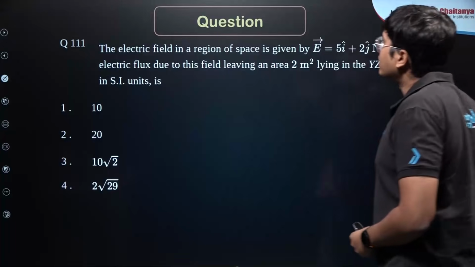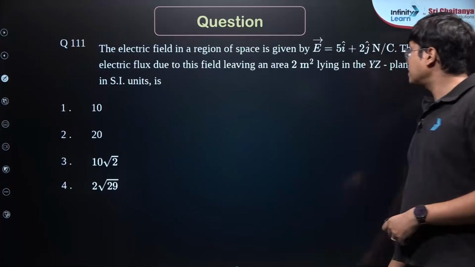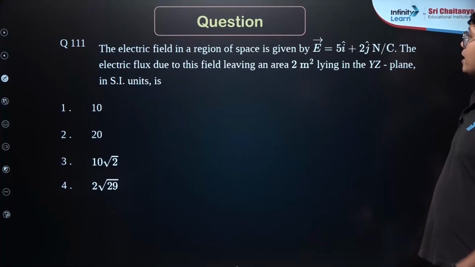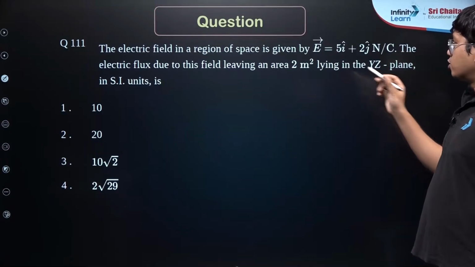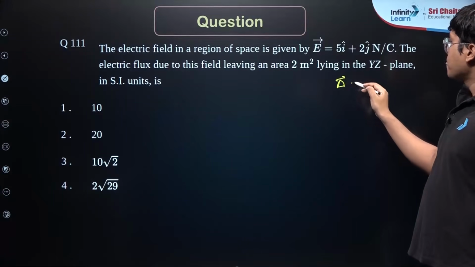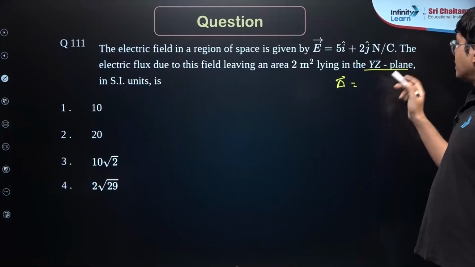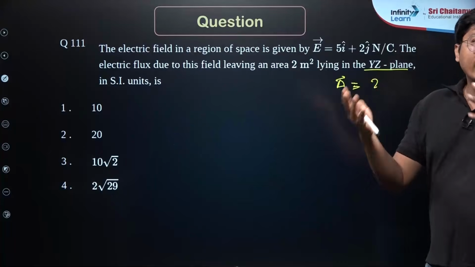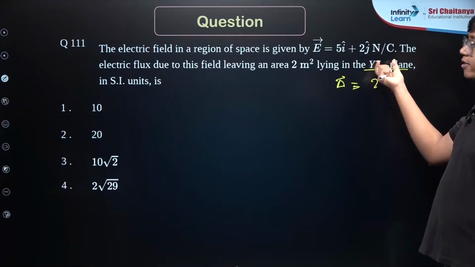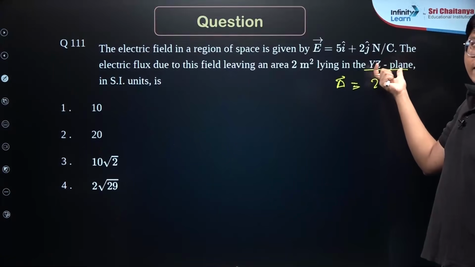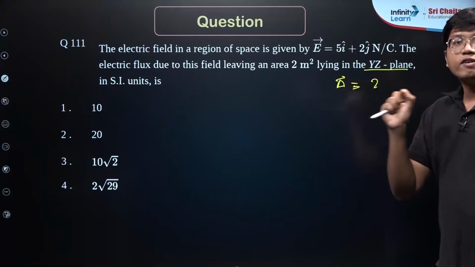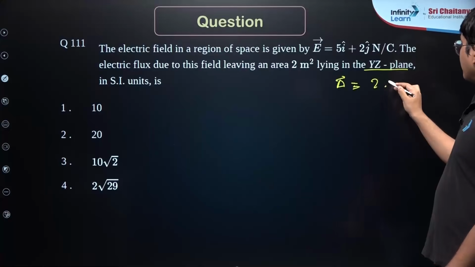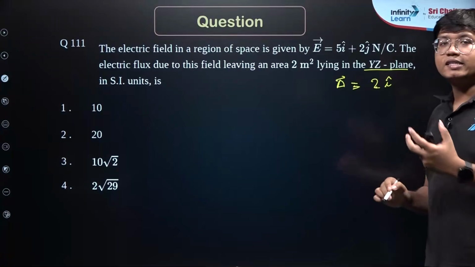Next, electric field in a region of space is given by E vector is 5 i cap plus 2 j cap. The electric flux due to the field in an area of 2 meters squared in the YZ plane. So think about what the area vector is. Remember, if they give you a plane, the area vector magnitude is provided. Is it an i cap, j cap, k cap? How do you figure it out? Whichever coordinate you see missing in that plane, that is the coordinate where the area vector will go. So it's YZ, so the missing one is x, so the area vector will be in the i cap direction, in the x direction.